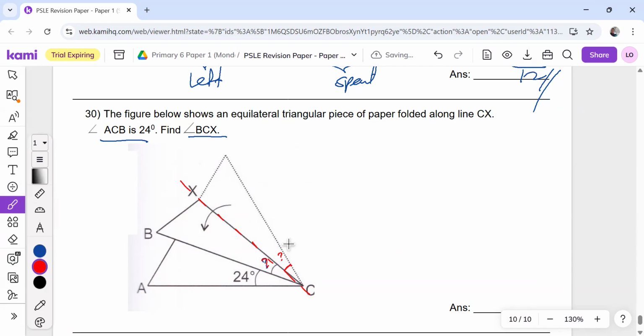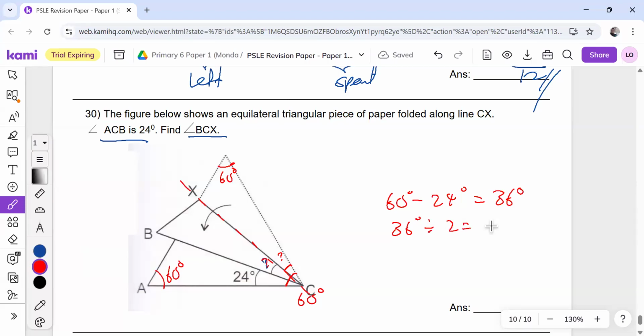So can we find the question mark? Yes. It's an equilateral triangle, so 60. Here also 60, and this whole angle here also 60. So 60 minus 24, and then what do you get? You will get 36. Then you need to divide by 2. So 36 divided by 2, you will get 18. So your question mark is 18 and 18. So the answer is 18 degrees.